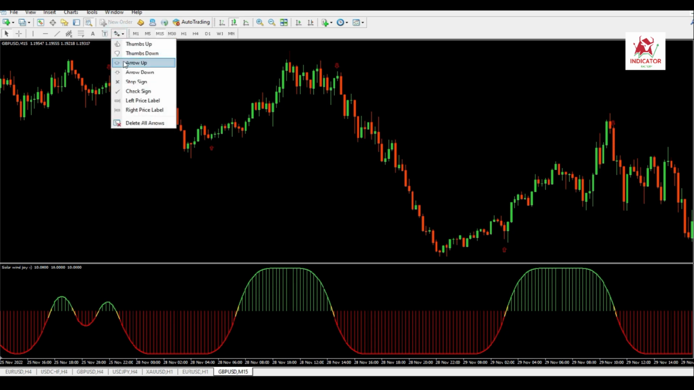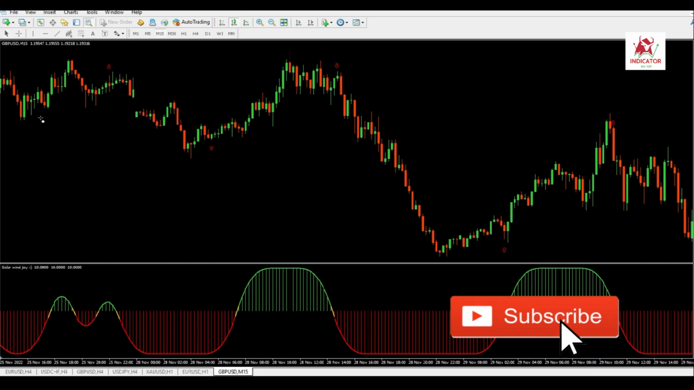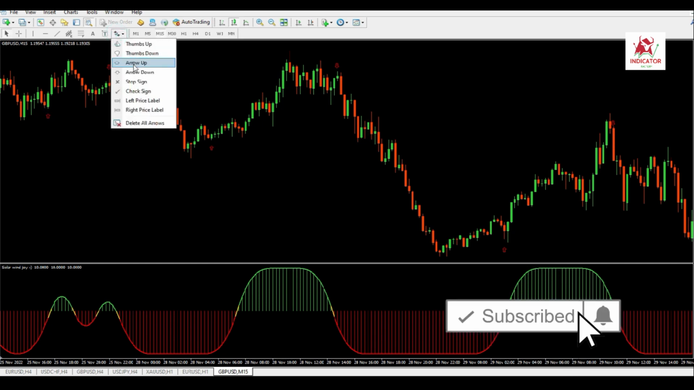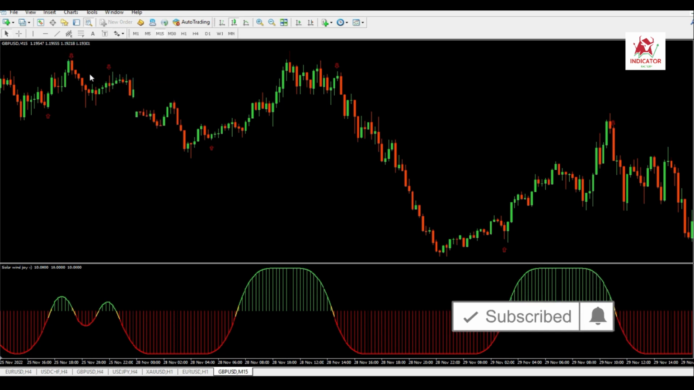Solar Wind Joy indicator sell strategy. The histogram bar should cross below the zero line, closing the red bar. Wait for the price bar to close bearish and then enter the trade. Place the stop loss around the recent swing high. Exit when the red histogram bars start shrinking and the indicator line directs upward.